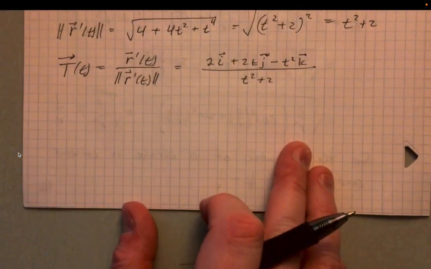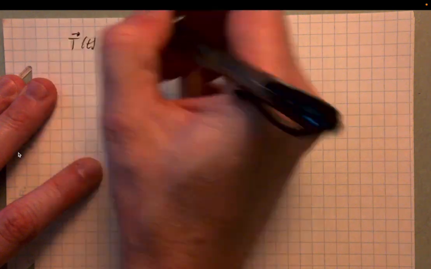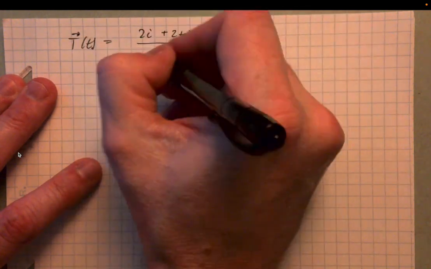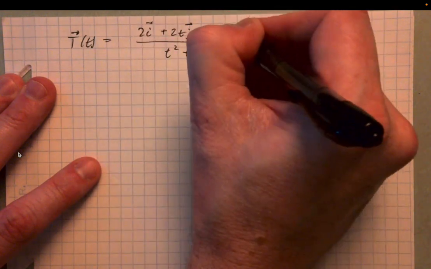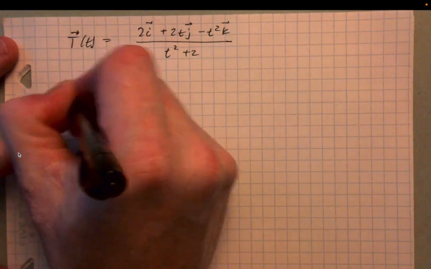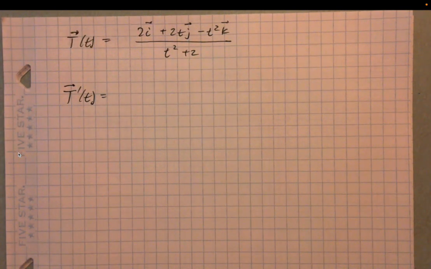So you can see this is going to get a little bit hairy, so I'm going to switch to another sheet of paper, because this expression is a little messy. So if T is 2i plus 2tj minus t squared k, all divided by t squared plus 2, you have a vector valued function as the numerator and a real valued function as the denominator. And so we can actually use the quotient rule from calculus 2 to calculate this derivative. We'll do low d high minus high d low, divided by low squared.